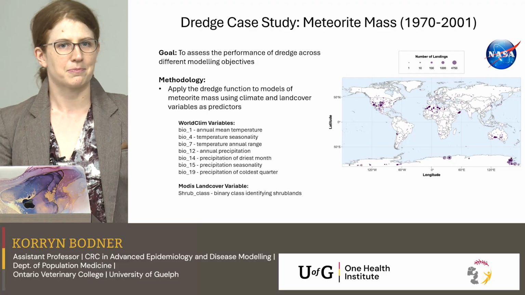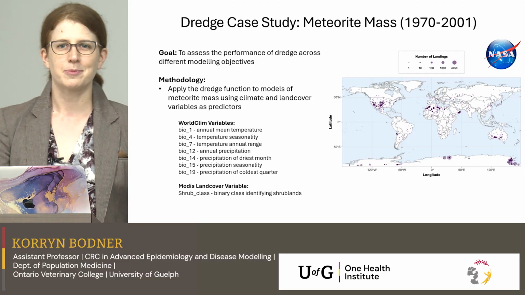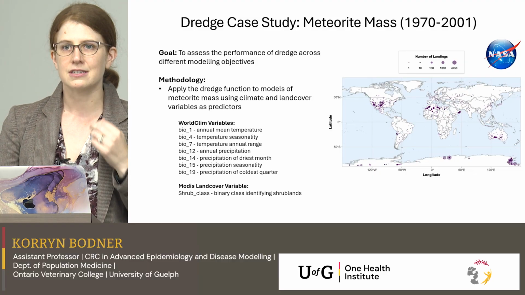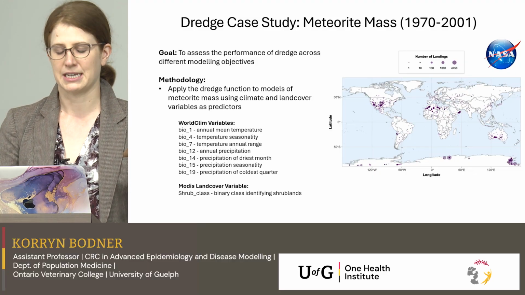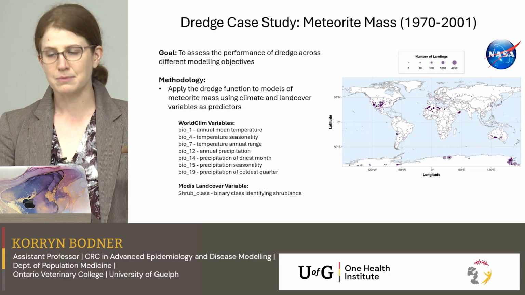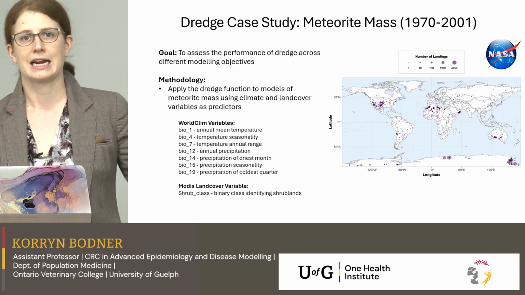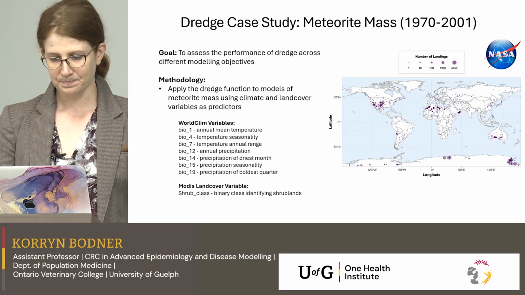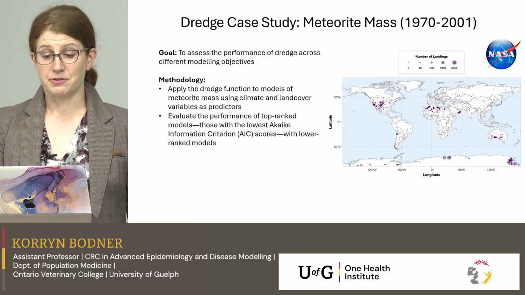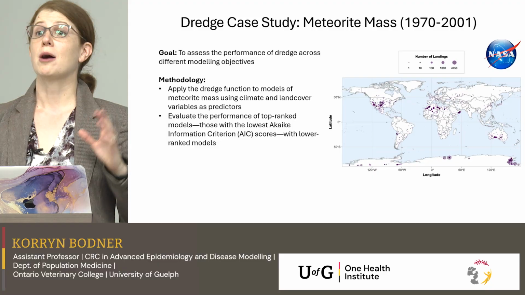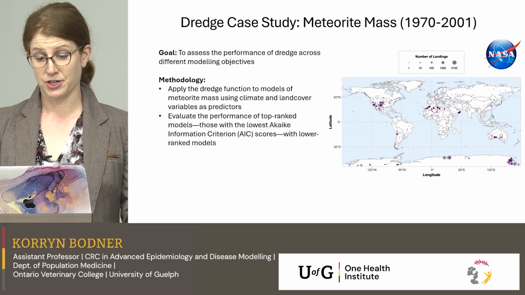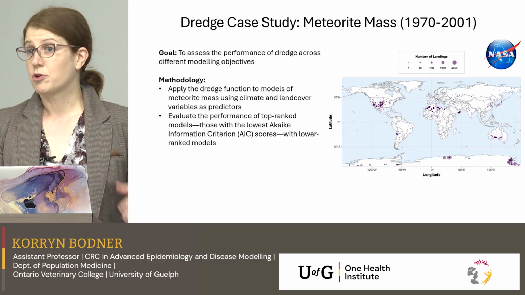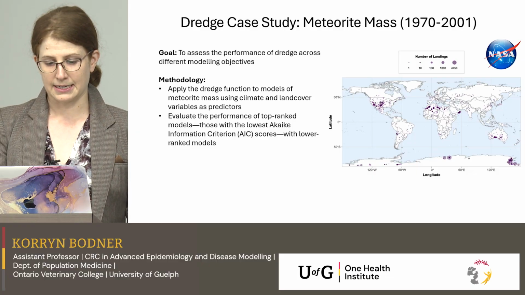And so you guys probably are somewhat familiar with these variables. So WorldClim, you see it pop up everywhere. These are averages looking at temperature and precipitation primarily. And then we used MODIS land cover. We just picked one land cover type, so shrub class is what we used. And so what we want to do is evaluate the performance of the top ranked models according to Dredge, which are those with the lowest AIC scores, with lower ranked models according to AIC.